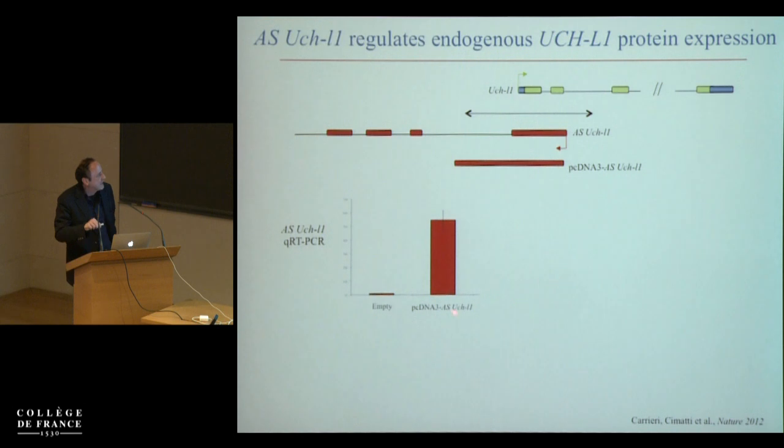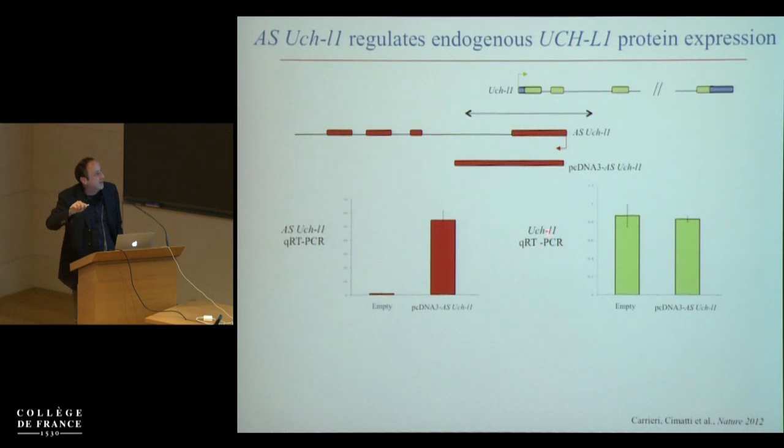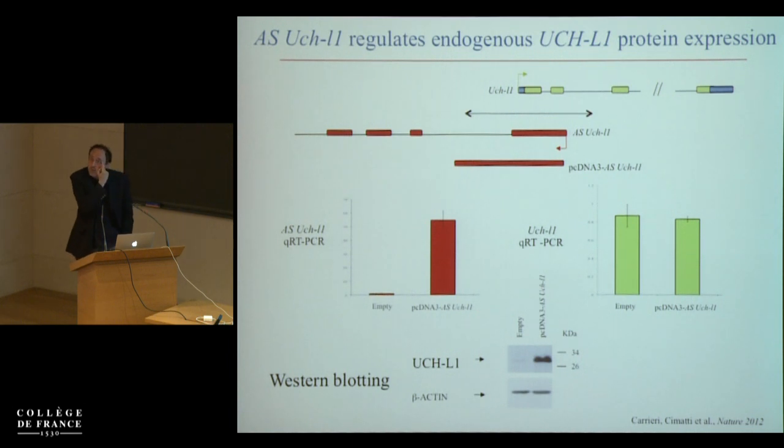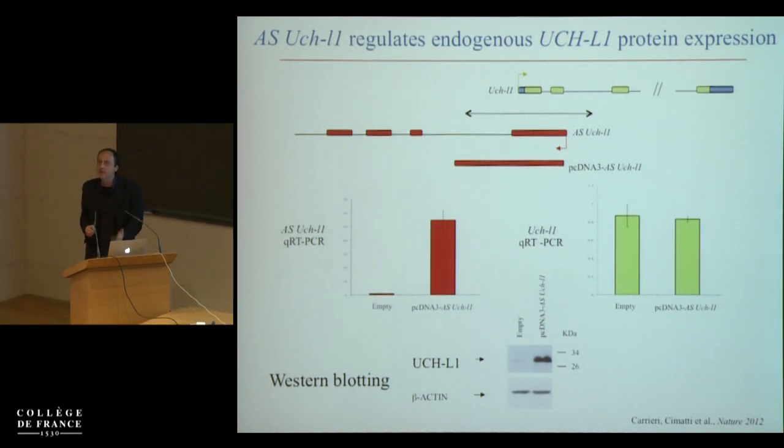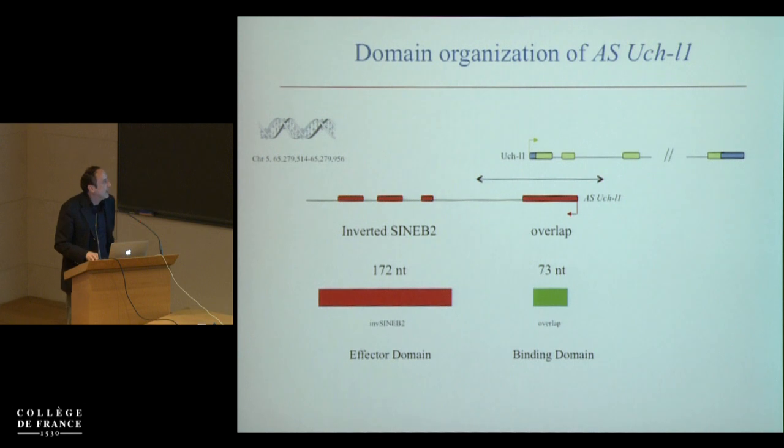So we cloned the full length of the antisense, we transfected the antisense, and here you do real-time PCR to look at the transcript. The antisense is indeed transfected here, but has no effects on the RNA level of a sense gene. However, by looking at the protein, we found out that the protein level was increased from 2 to 4 times according to the replica of the experiment. So suggesting that the antisense expression was indeed able to increase UCHL1 protein level with no effects on RNA level of a sense gene.